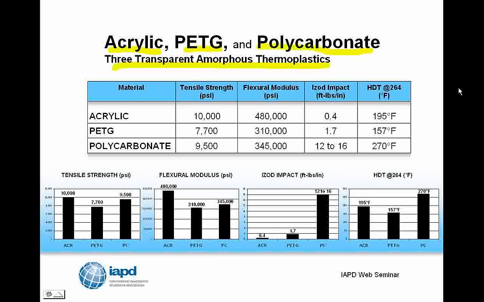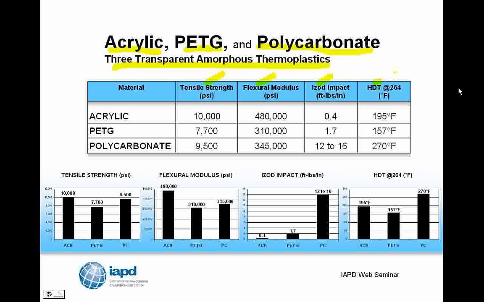However, we can go a little bit deeper and say, hey, how do they compare in terms of tensile strength? How strong are they? Flexural modulus, how stiff are they? Notched IZOD impact, how tough? And heat deflection temperature, at what point will they soften? And let's take those one at a time. Let's look at tensile strength.